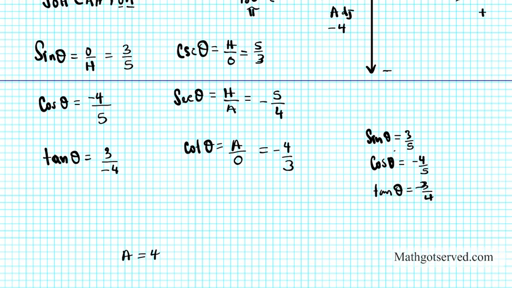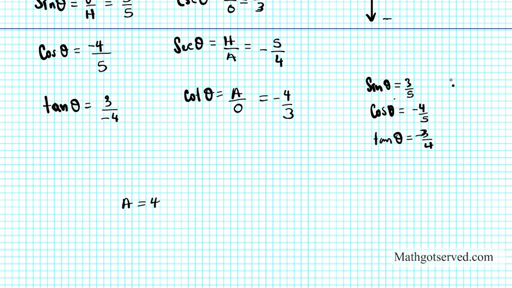And then your reciprocals. Sine goes with cosecant, don't forget. Cosecant is 5 over 3. Cosine goes with secant, and secant theta is negative 5 over 4. And then tan goes with cotangent, and cotangent theta is negative 4 over 3. So there goes all your 6 trig ratios nicely organized along the right side. Alright, so there you have it.